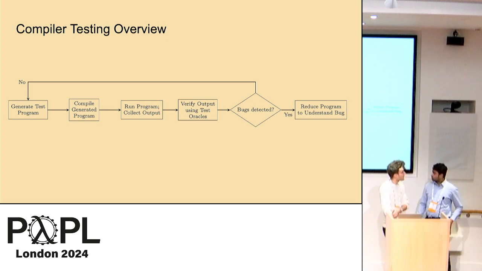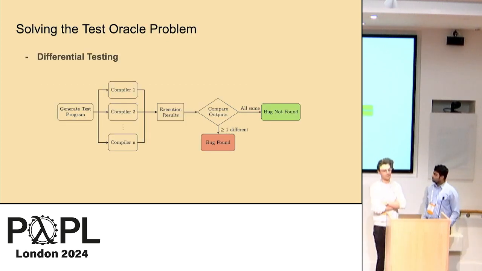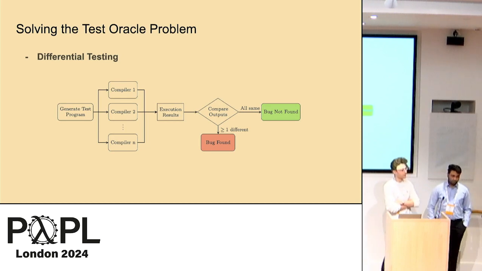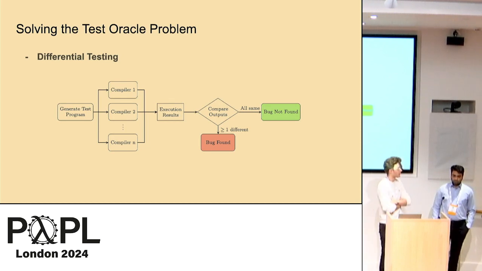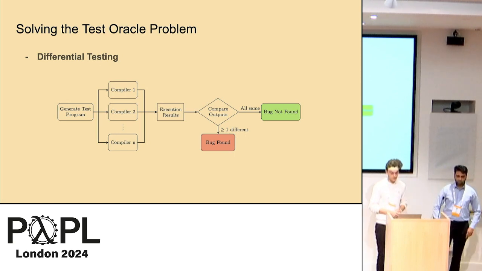Now, the main problem with doing compiler testing is that it's very difficult generally to identify whether or not the compiler is doing the right thing, and this is known as the test oracle problem. For unit tests, it's very easy to encode an oracle, the expected output, because you kind of manually program that into a unit test, whereas with a randomly generated program, it's much more difficult.